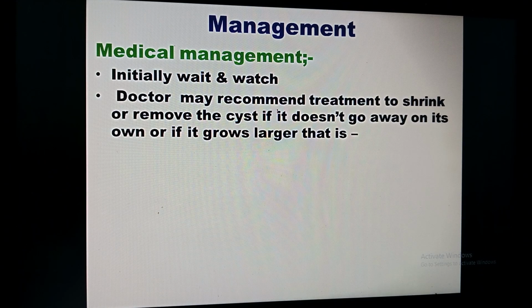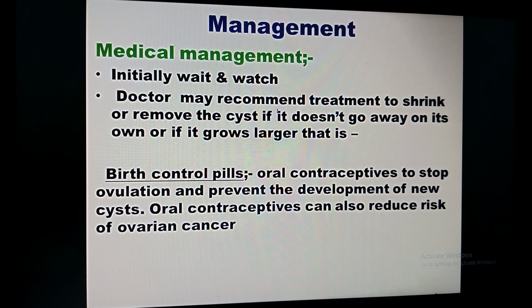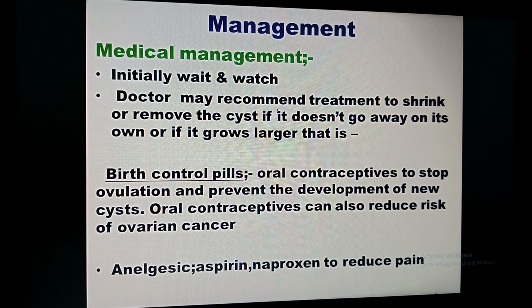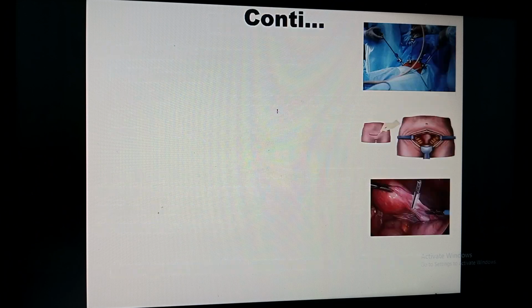In case it does not dissolve and go, the doctor will give medication, that is birth control pills, oral contraceptives, to stop ovulation and prevent the development of new cysts. Oral contraceptives can also reduce the risk of ovarian cancer. Analgesics will be given in case of severe pain. In case of nausea and vomiting, antiemetics will be given, and complete bed rest is required with taking more fluids. If it cannot be resolved through medical management, surgical management is required.